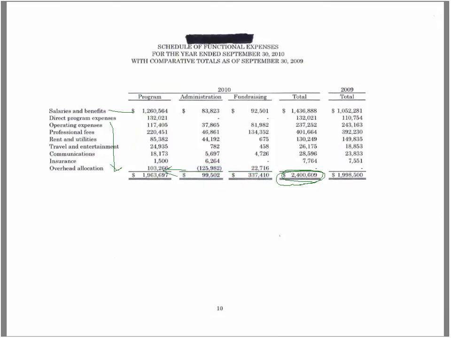There's two bases to be done. There's a GAAP basis, and then there's an OMB basis for developing your rates. So they're going to be a little bit different.